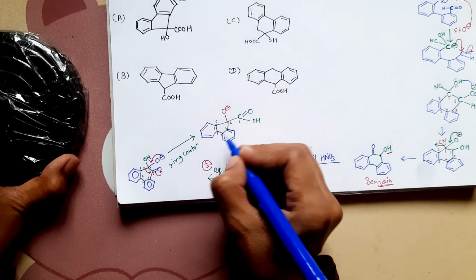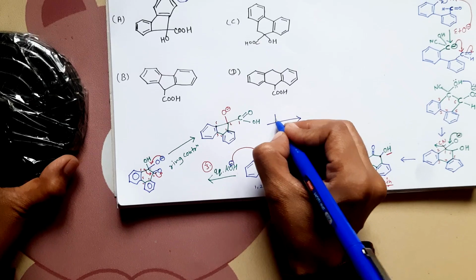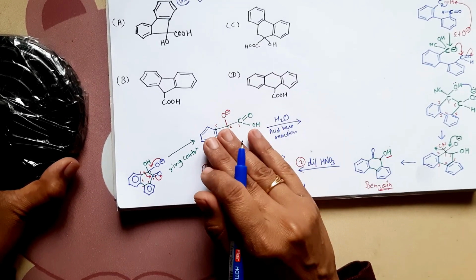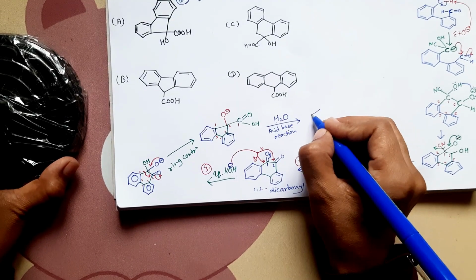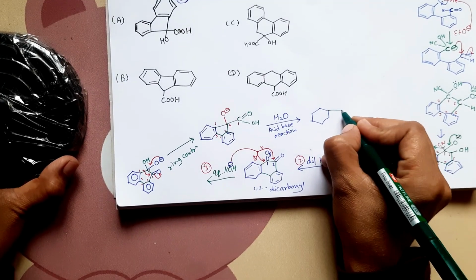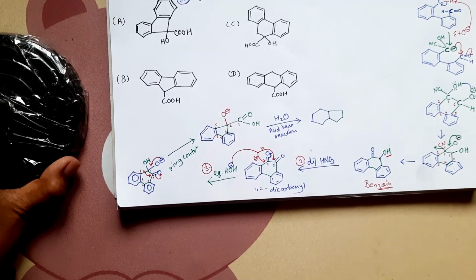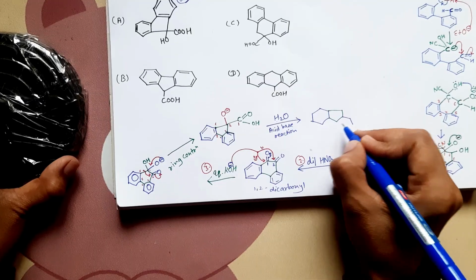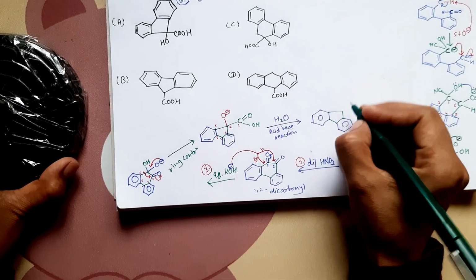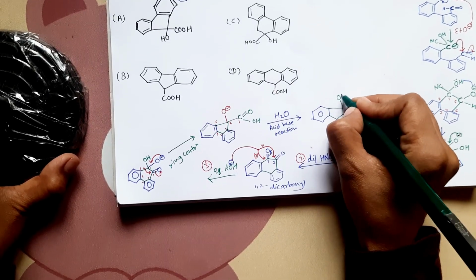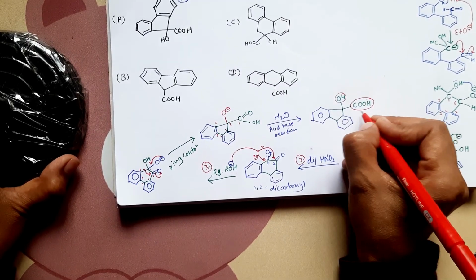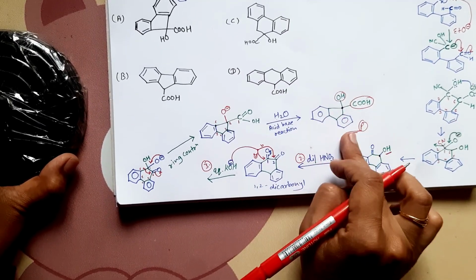This product after ring contraction, in the presence of H2O, after acid base reaction, looks like this. Here one 5-membered ring is formed between the two 6-membered rings, and here we have one hydroxyl group, and on this carbon we have one carboxylic acid. So this is our final product.